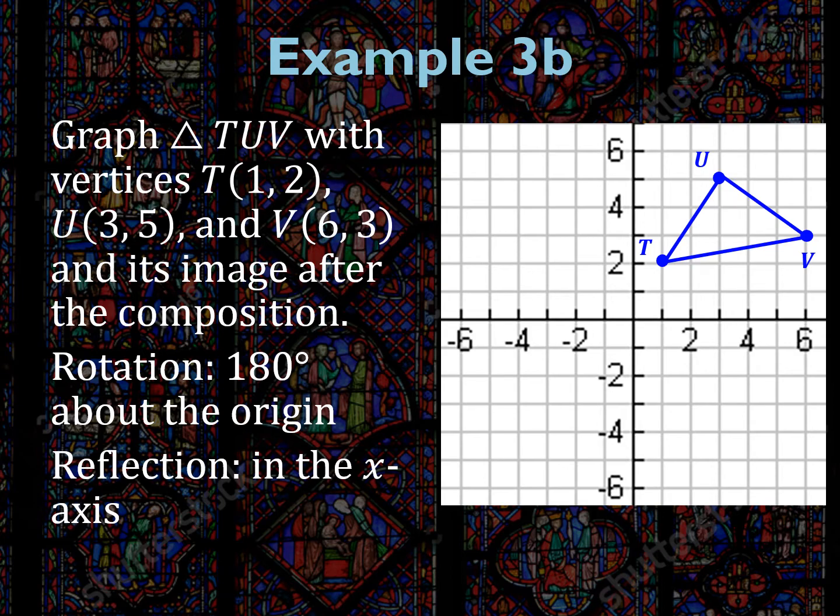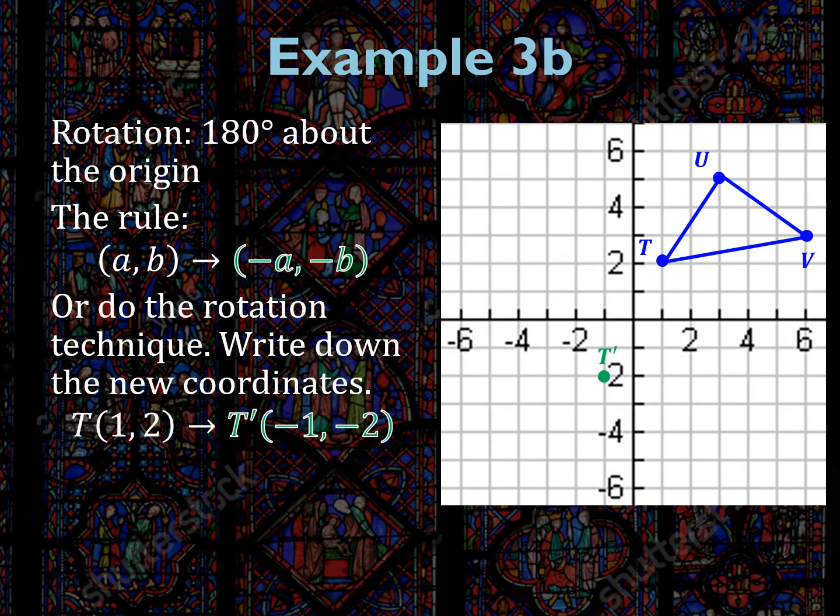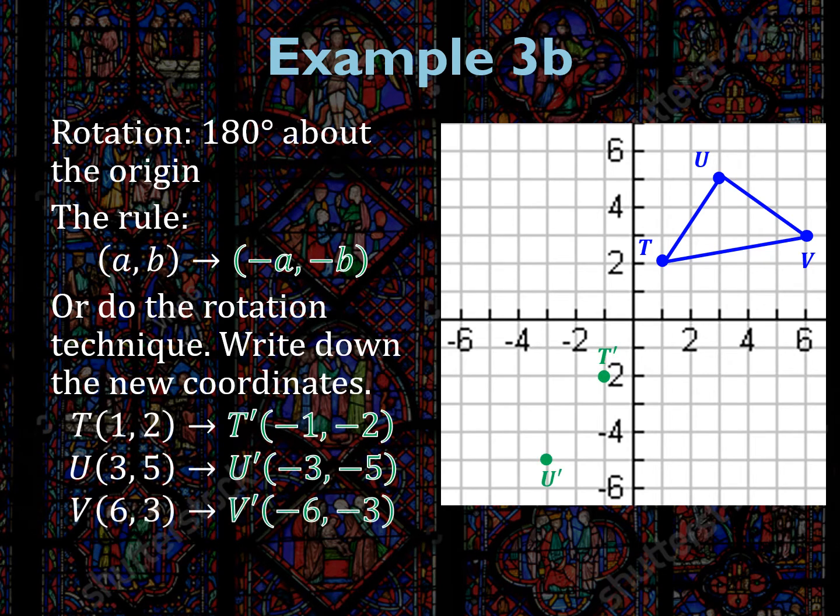There's triangle TUV. Let's start with a 180-degree rotation. So the rule is a comma b becomes negative a comma negative b. If there's a rule you're going to memorize, this is it. Or you can rotate. I'm not going to rotate this time because you could do it on your paper if you wanted. But basically, you would keep the x and y coordinates and you would flip the sign for both. So here are T prime, U prime, and V prime. T prime is at -1, -2. U prime is at -3, -5. V prime is at -6, -3.